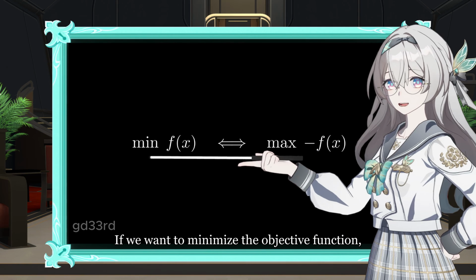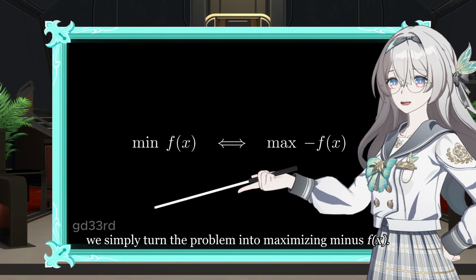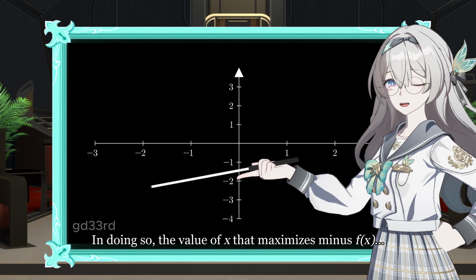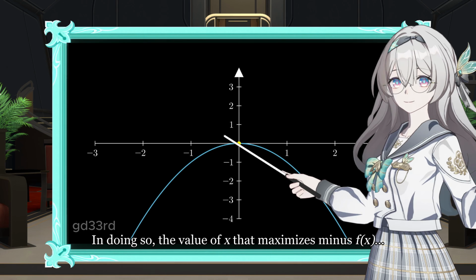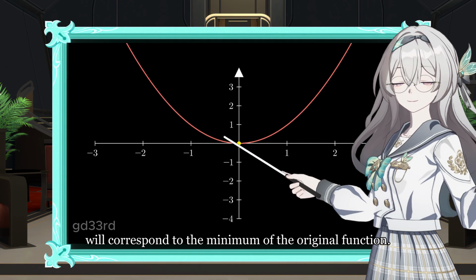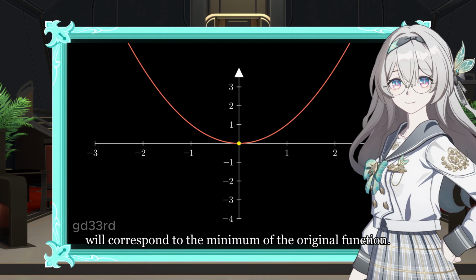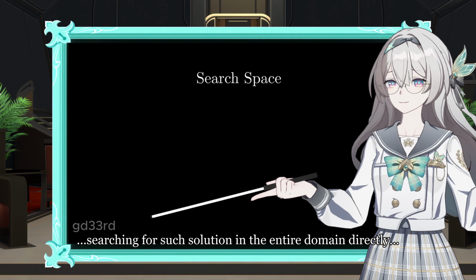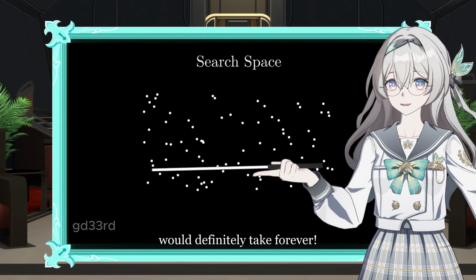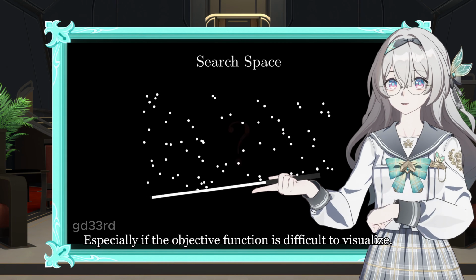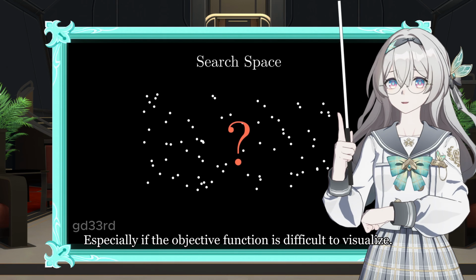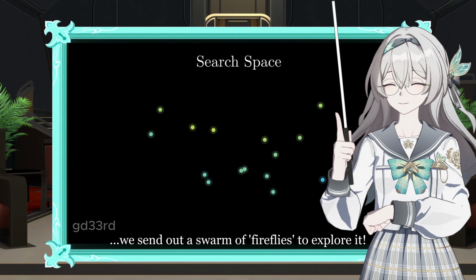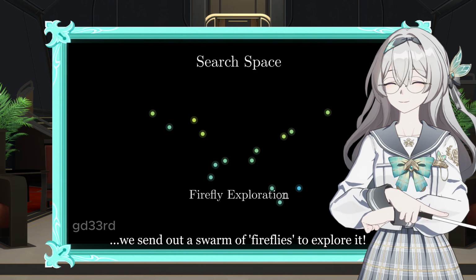If we want to minimize the objective function, we simply turn the problem into maximizing minus f(x). In doing so, the value of x that maximizes minus f(x) will correspond to the minimum of the original function. But searching for such a solution in the entire domain directly would definitely take forever, especially if the objective function is difficult to visualize. So instead, we send out a swarm of fireflies to explore it.